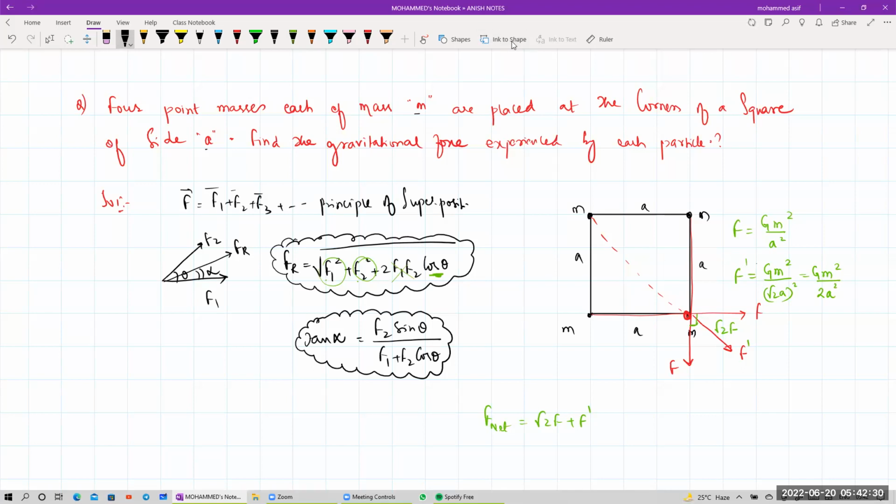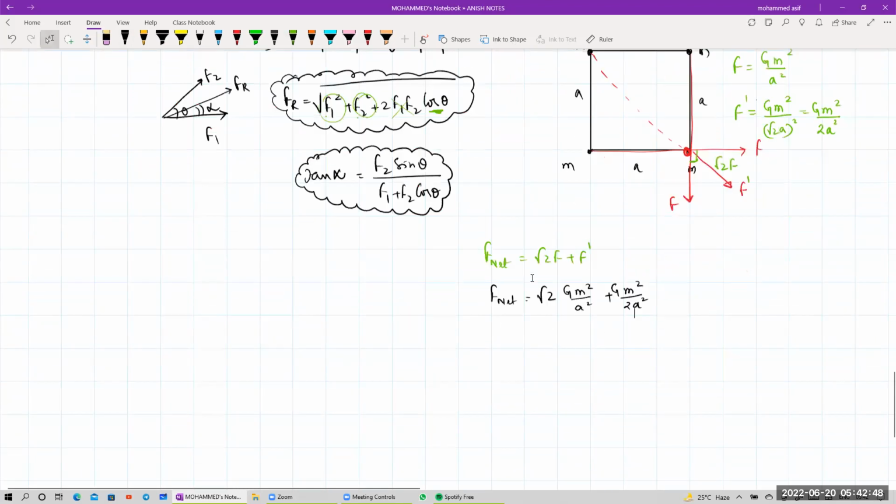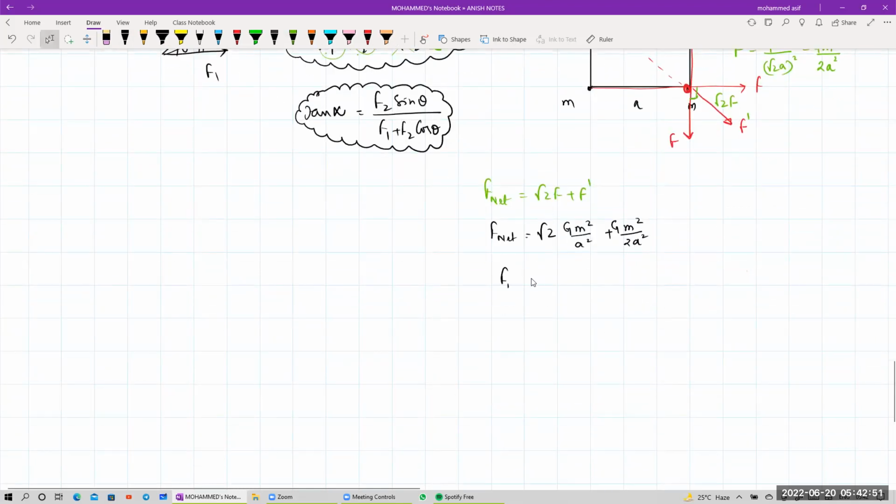So now F net will become how much for me? F net will become equal to root 2 into F value, which I already got, you write that one: G into M square divided by A square plus this one is G into M square divided by 2 into A square. So in this one, what is common right now for me? F net is equal to capital G into M square divided by A square into root 2 plus 1.